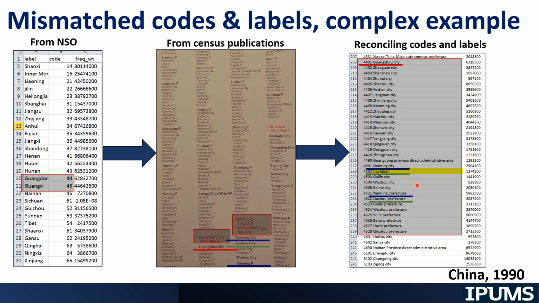So the next one was Lijiao city, which was missing over here, but there was a Lijiao prefecture. So we labeled this code 4502 as Lijiao city.